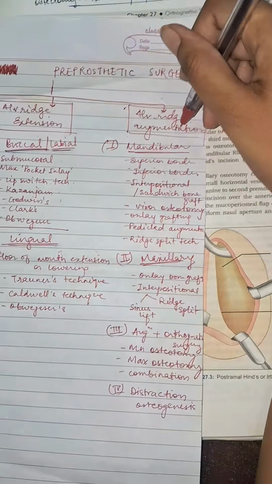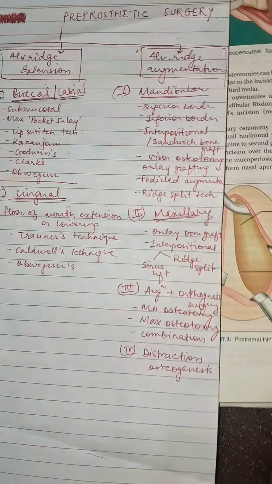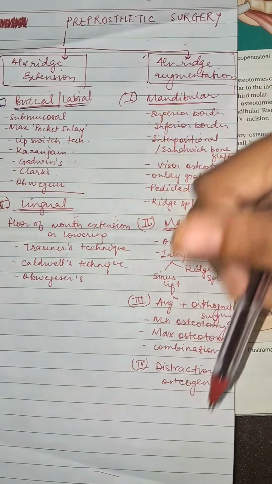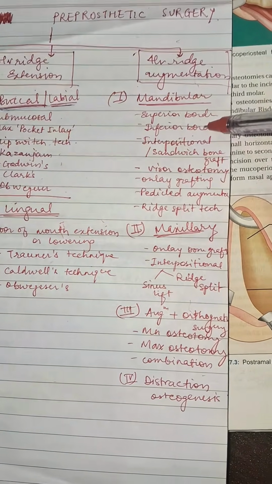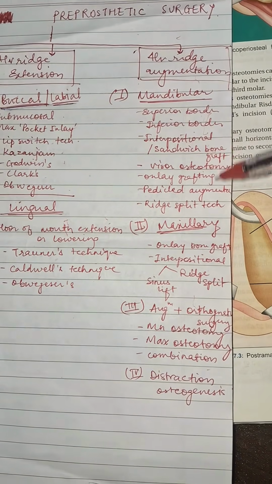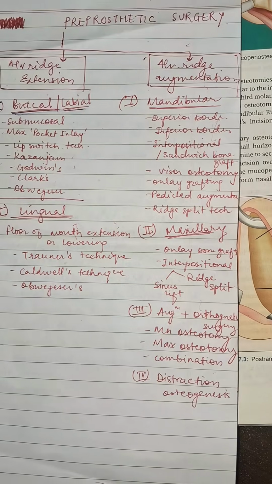Then we have alveolar ridge augmentation, in which we put grafts, which are autogenous, allogenous, or alloplastic grafts. So in the mandible and maxilla, augmentation plus orthognathic surgeries and distraction osteogenesis. In the mandible, we have the superior border of mandible technique and the inferior border technique. Then we have the interpositional or sandwich bone graft technique, visor osteotomy, onlay grafting, pedicled augmentation, and ridge split technique.